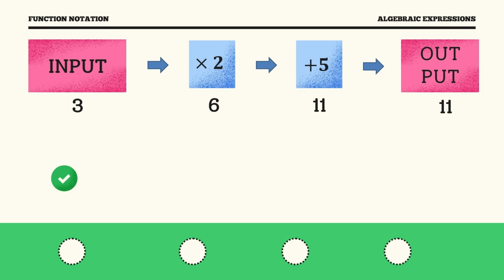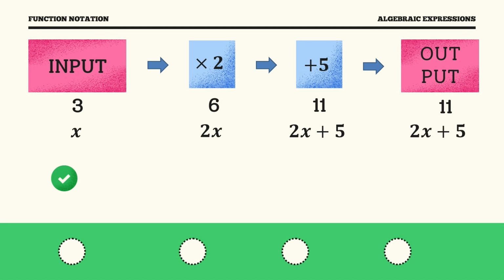Now, what if our input was algebraic? What if it was x? So if the input is x, you times that by 2 first to get 2x. And then you add 5. So 2x plus 5. So when the input is x, the output is 2x plus 5.